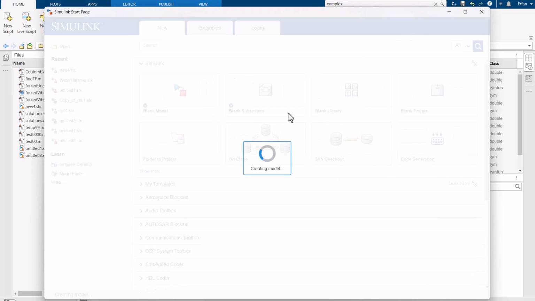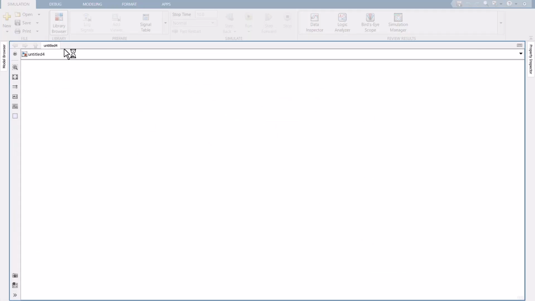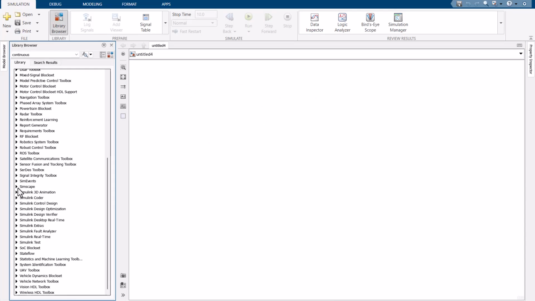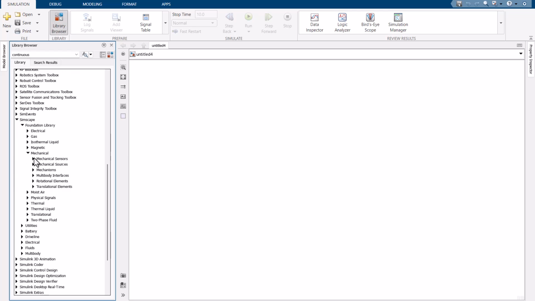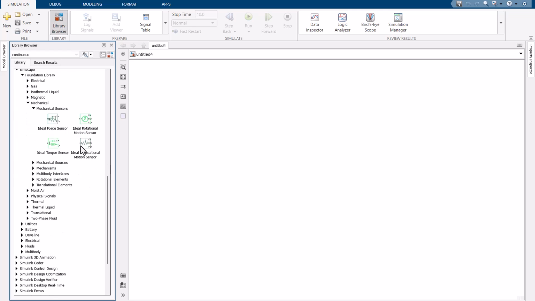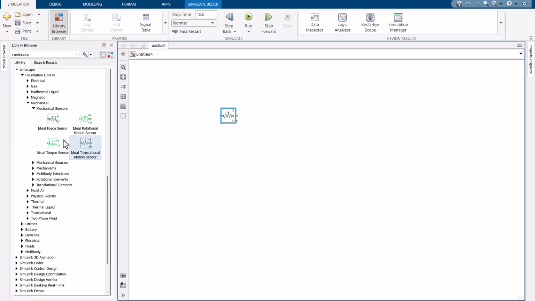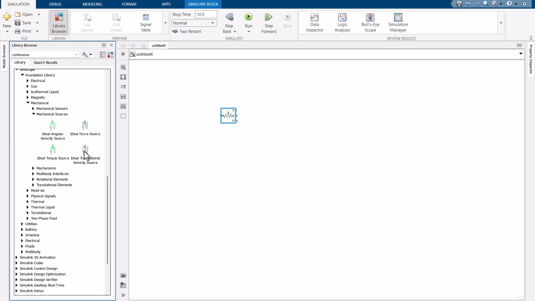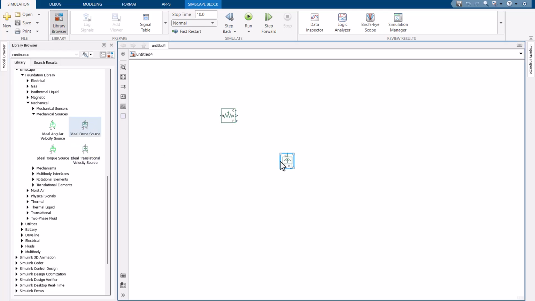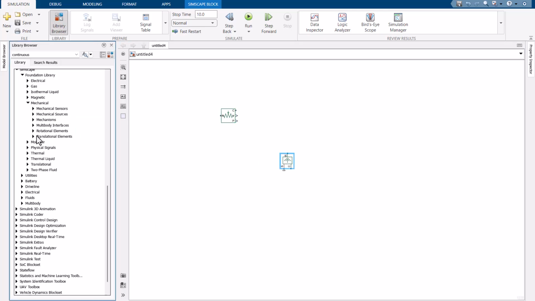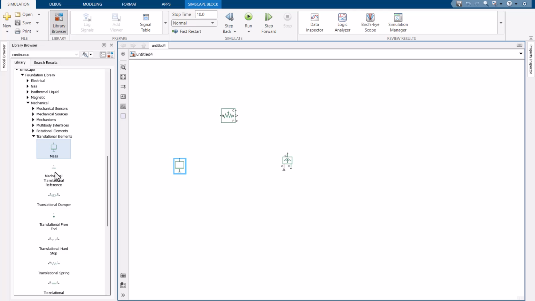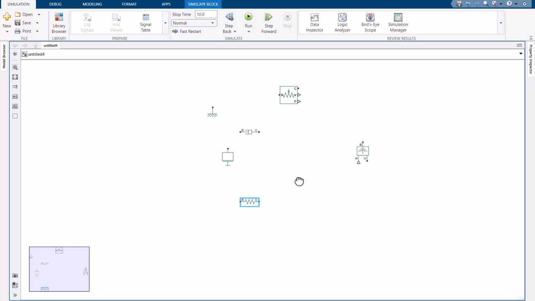Now I go to Simulink, I create a blank model, I go to library browser, and from Simscape, foundation library, I find Mechanical. And I'm going to add the blocks I need. I add a translational motion sensor. I add a force source. Then from translational elements, I add a mass, a translational reference, a damper, and a spring. These are all the blocks that I need. I also won't forget to add a solver configuration.